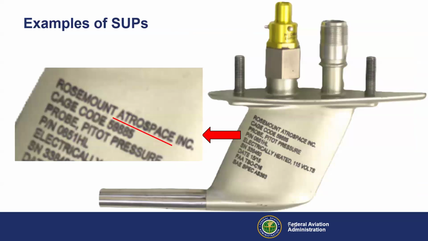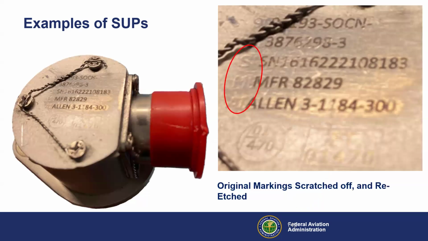Well, we've heard of Rosemount Aerospace, but how many of us have heard of Rosemount Atrospace? Here's where on this one you can see the original markings. You can barely see them. They've been scratched off and they re-etched this part.